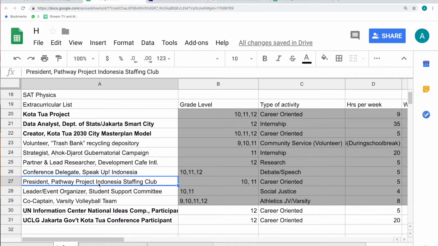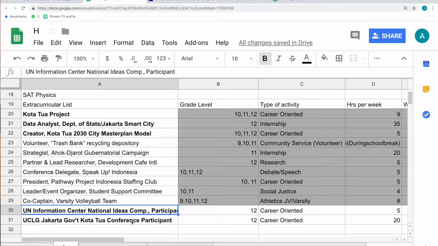He is the president of Pathway Project in his school. He's also the leader in student support committee, co-captain of varsity volleyball team. So you can tell already that he has a lot of leadership potential, and he's done a lot of leadership experiences, and that's very important as the admission officers are looking at your activities. So keep that in mind.